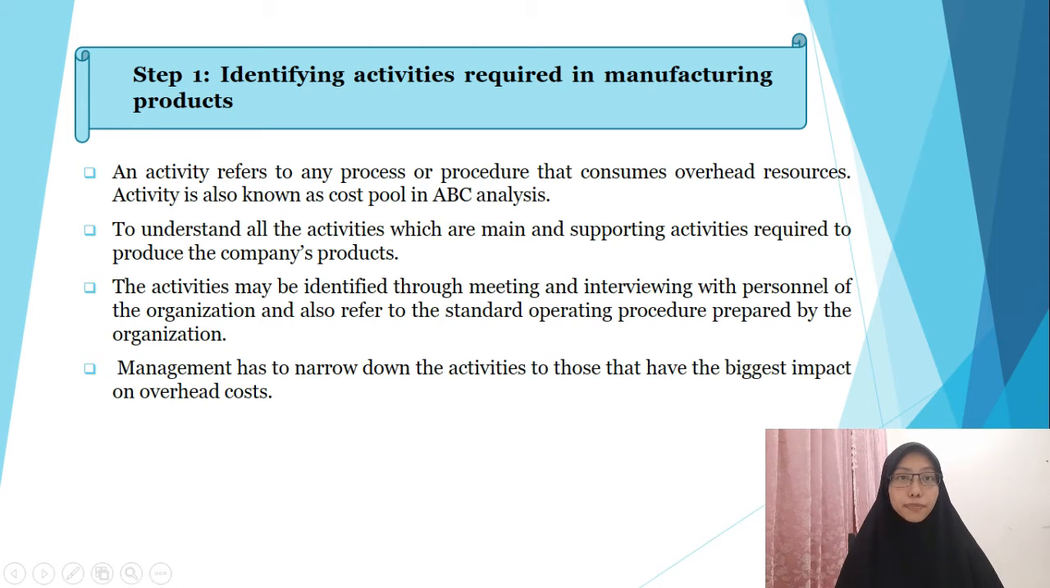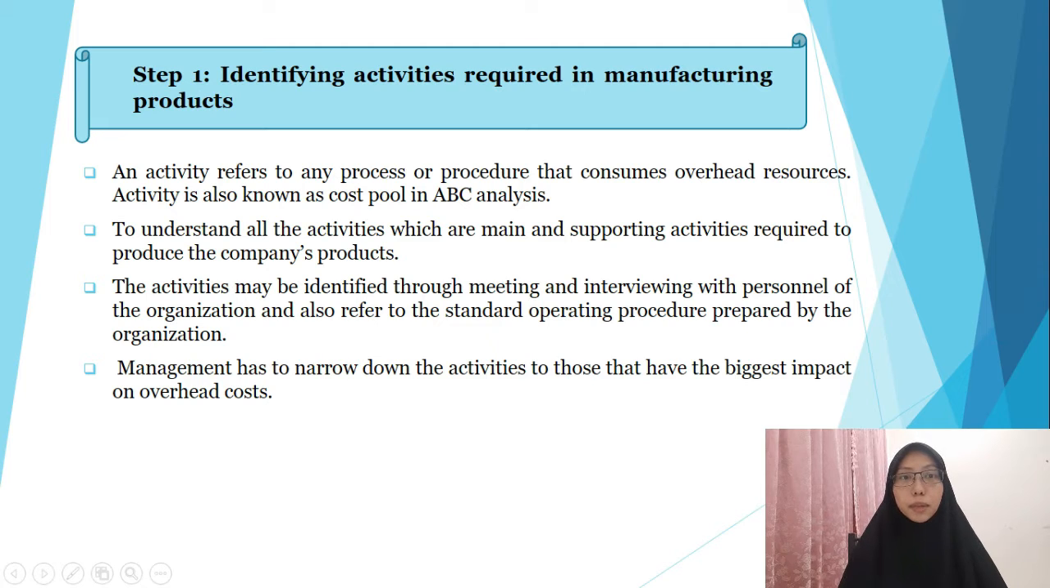The first step is very important because we have to understand all the activities, both main and supporting activities, required to produce the company's products. It means that we have to set the target output of the cost estimation, known as the cost object. It is either estimating the cost or total cost of the product, service or process.